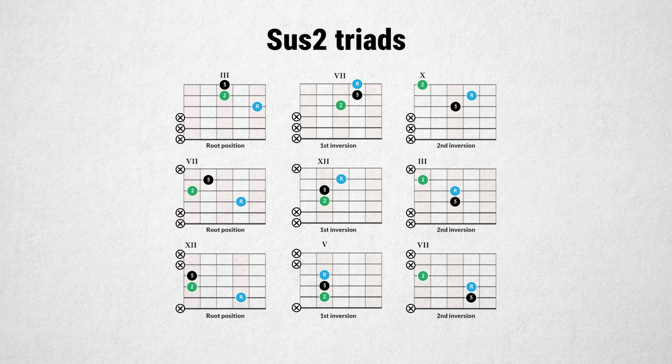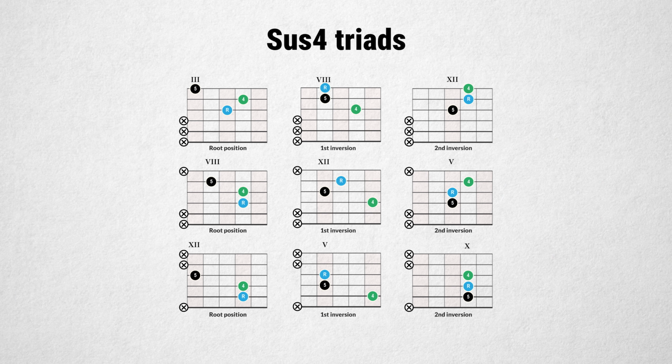The shapes for the sus2 triads in root position, first inversion and second inversion look like this. And the shapes for the sus4 triads in root position, first inversion and second inversion look like this.